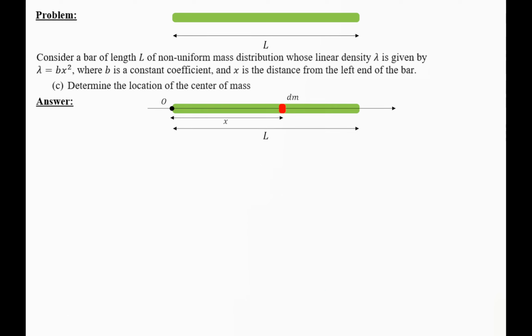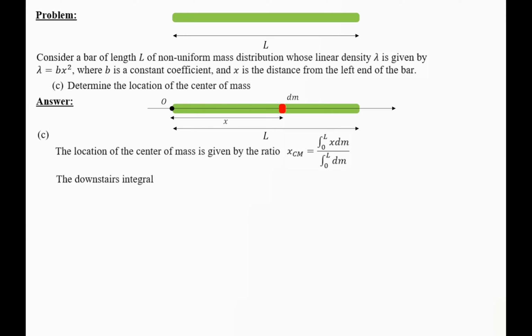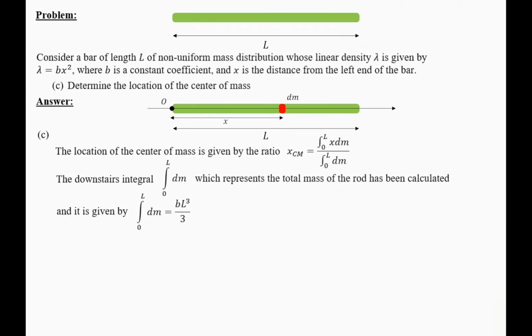Now moving to part C, we need to determine the location of the center of mass. Here we're talking about a non-uniform mass distribution, and we need to use the integral version. The downstairs integral has already been computed, and it's given by bL cubed over 3. Now it's left to compute the upstairs integral, which is the integral of x dm. We're going to follow the same trick here.